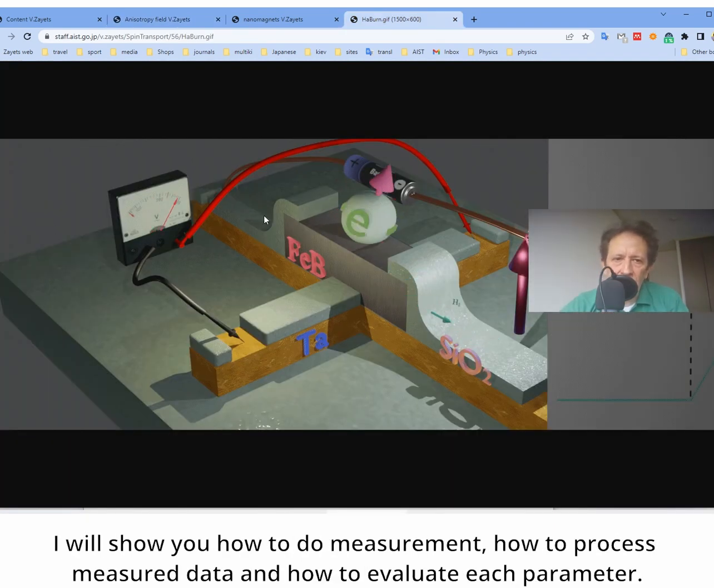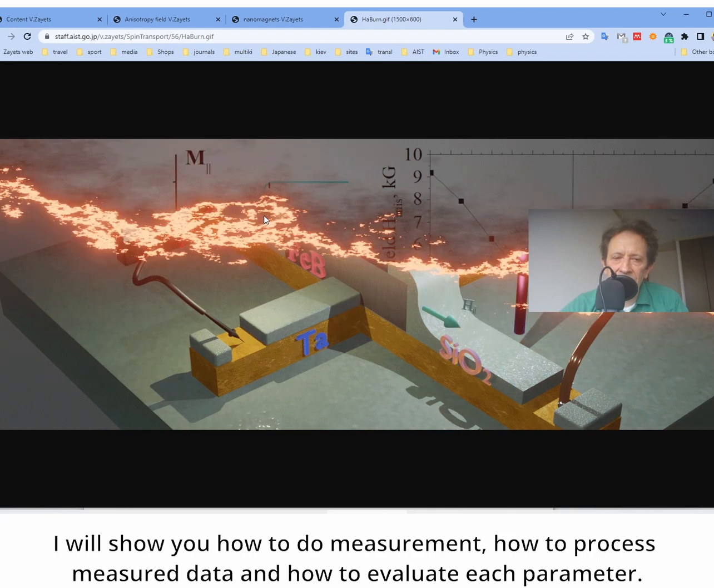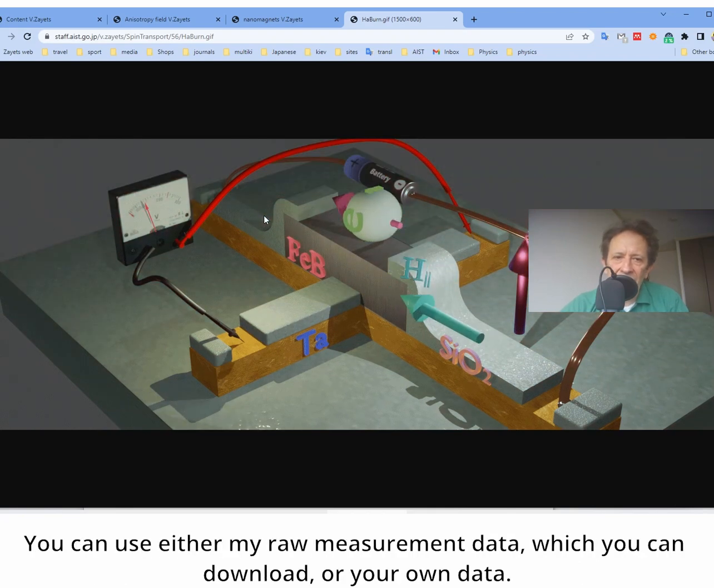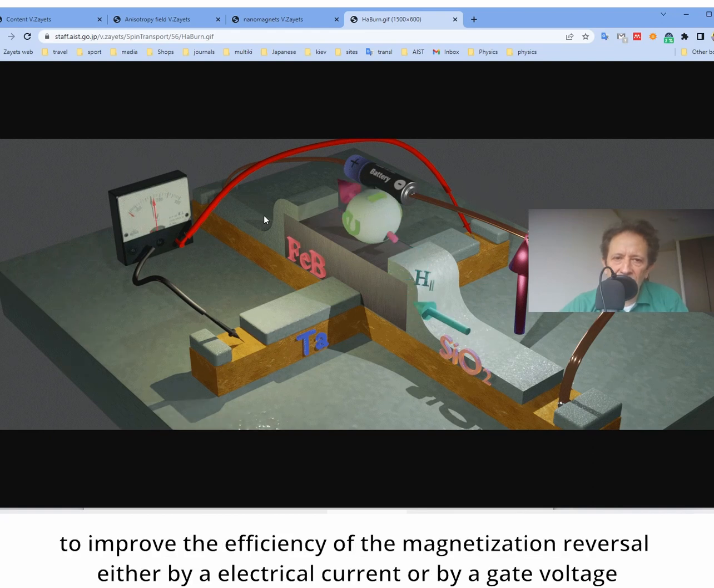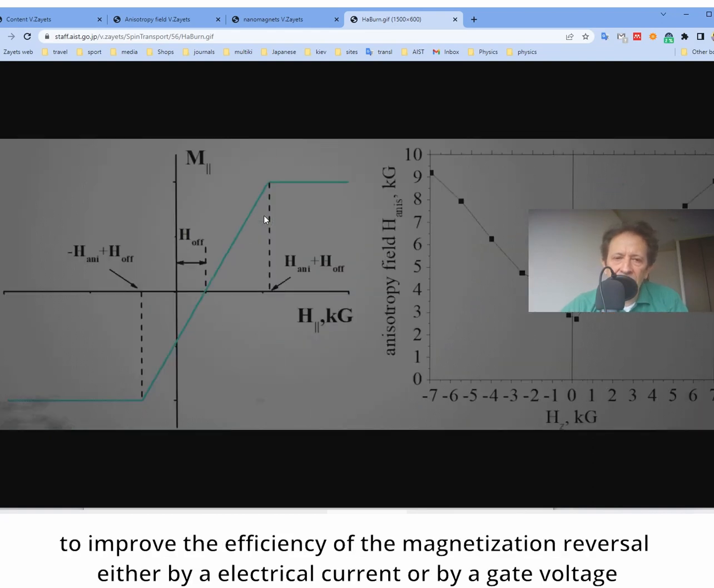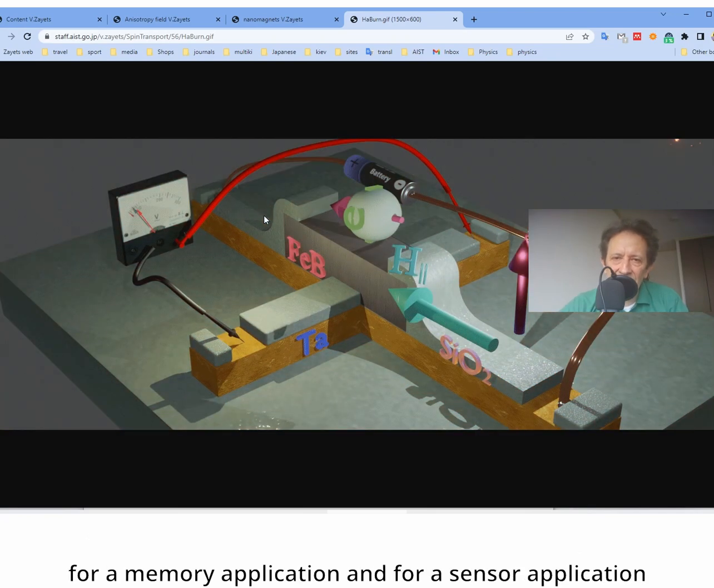I will show you how to do measurement, how to process measurement data, and how to evaluate each parameter. You can use either my raw measurement data, which you can download, or your own data. I will describe how to use the measurement data to improve the efficiency of the magnetization reversal, either by electrical current or by gate voltage, for memory application or for sensor application.